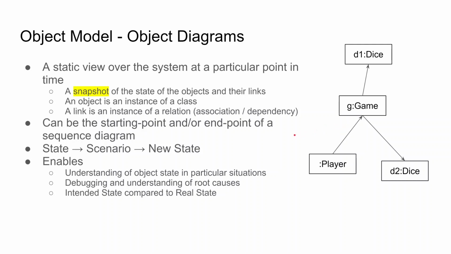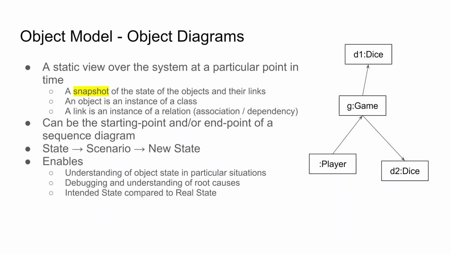And we can use the object model to be a starting point or an end point of a sequence diagram. So when we start the sequence diagram, we know that, okay, the objects look like this, and the sequence diagram happens, and then the object structure has changed in some way. Something has happened to the objects after this scenario has executed. And this enables us to understand how the objects actually look in particular situations. And this can be really good for debugging and understanding of root causes of problems that can happen.